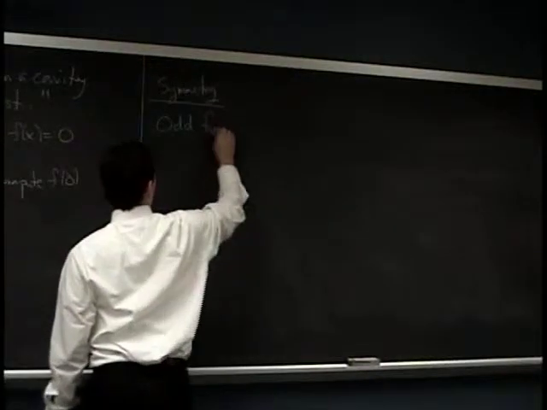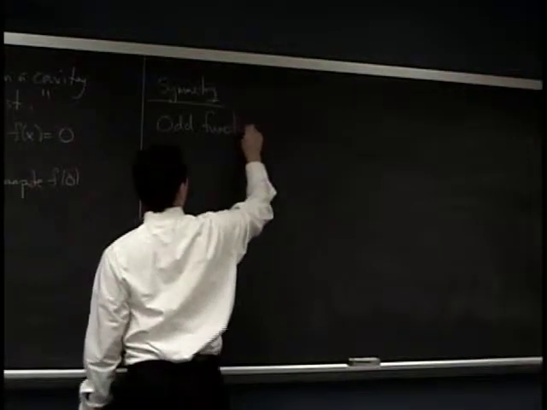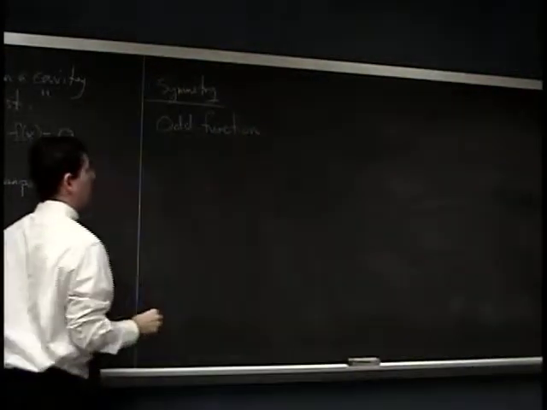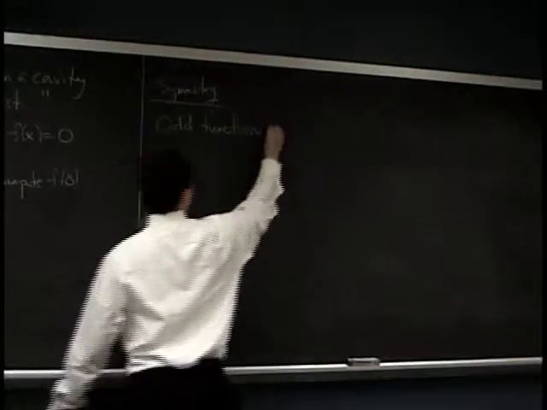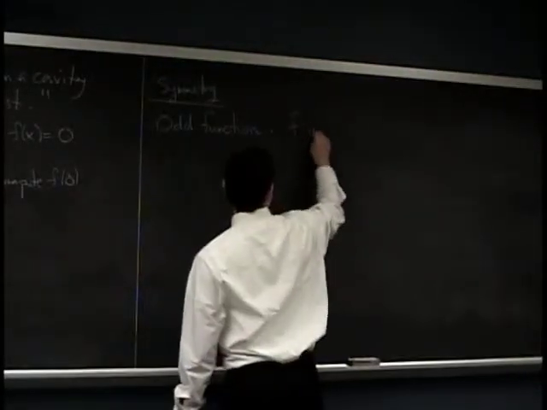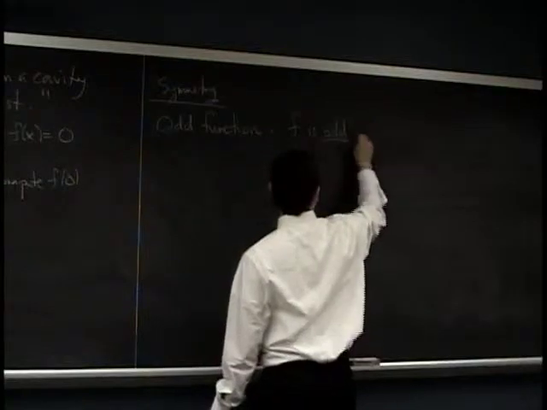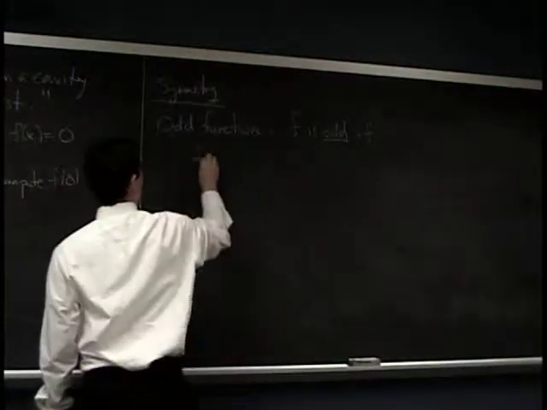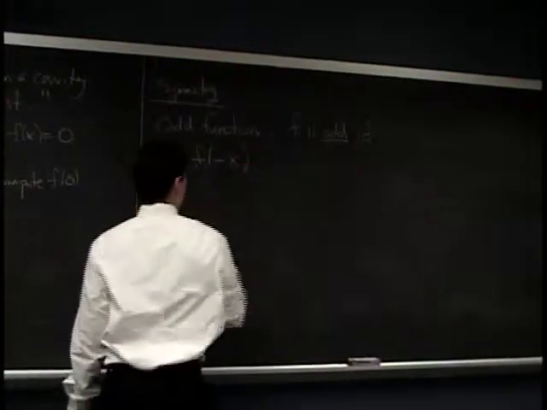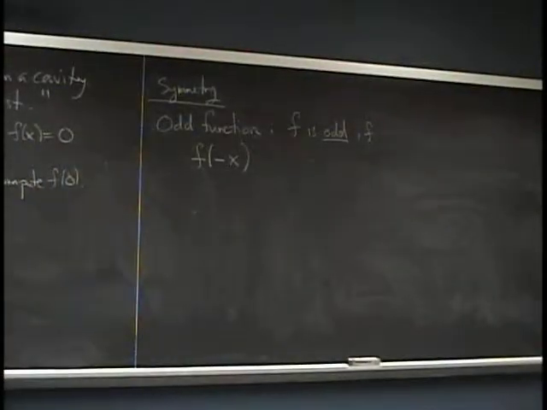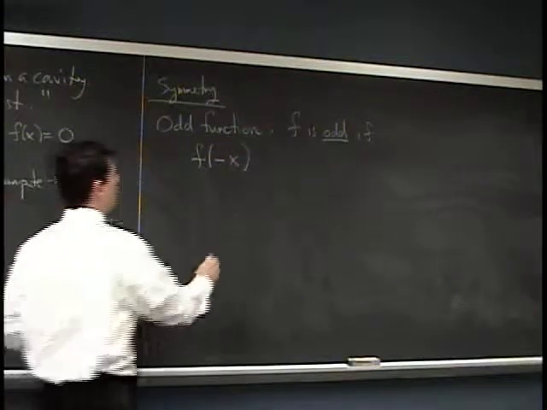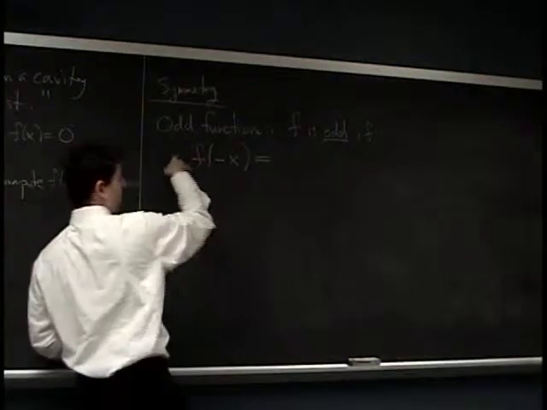So let's just recall again what it means for a function to be odd. So f is odd if I put in f of minus x. For instance, I know what some function is at x, but let's see what happens when I put in minus x. It's going to be odd if this minus comes out.